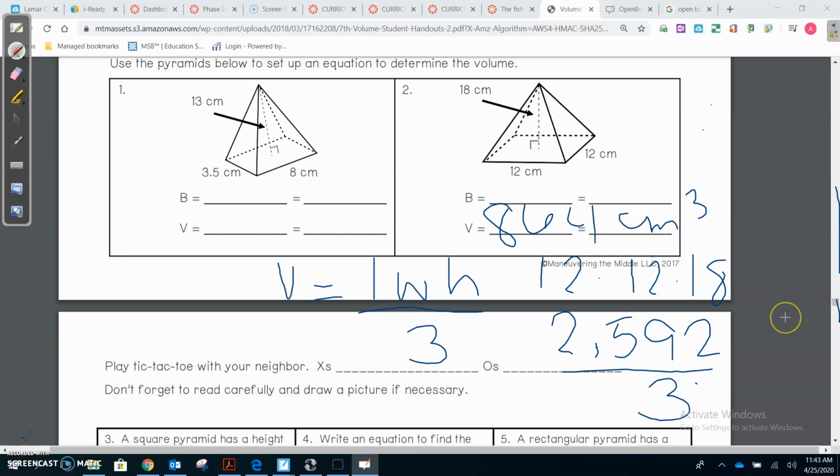Pretty cool. So, hopefully this gives you guys a good idea of volume of a pyramid.